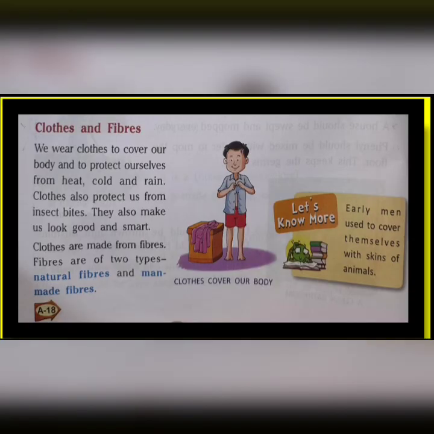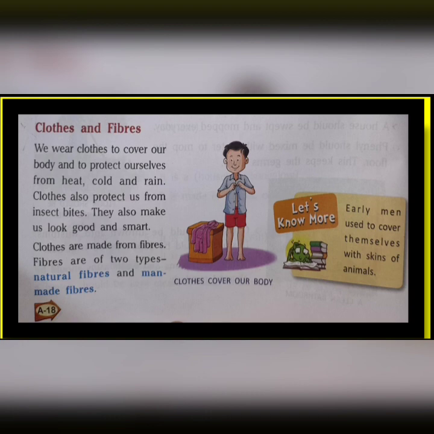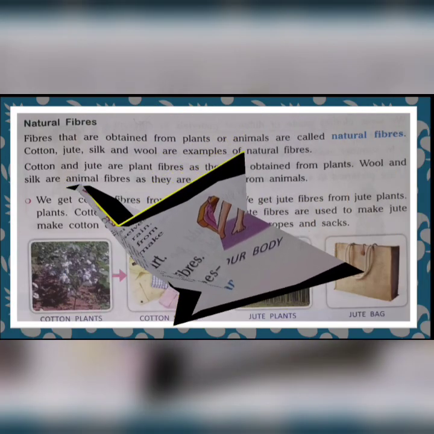Next, let us discuss clothes and fibers. Okay. Why do we wear clothes? To cover our body and protect ourselves from heat, cold and rain. Clothes also protect us from insect bites. They also make us look good and smart. Yes. Clothes are made from fibers. There are two types of fibers, natural and man-made fibers.